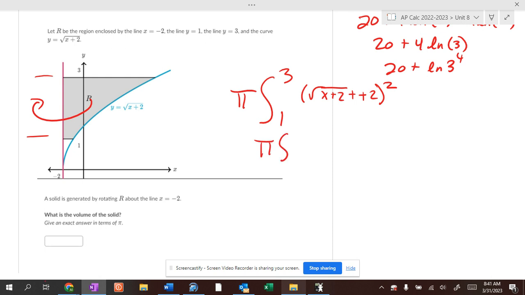So it's pi, the integral from 1 to 3. If we square this out, it would be x plus 2 plus 4 square root of x plus 2 plus 4.